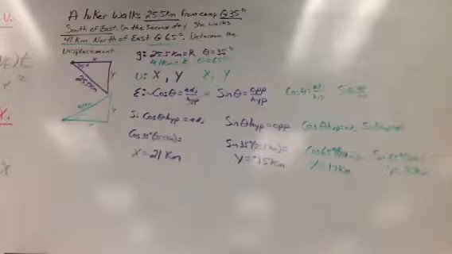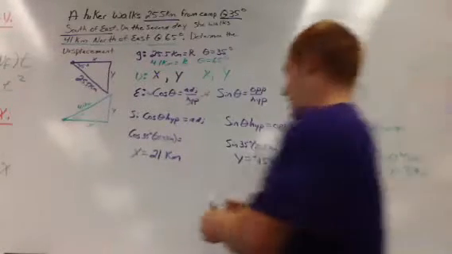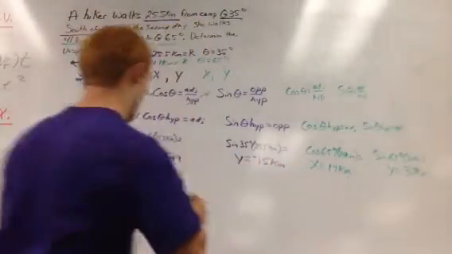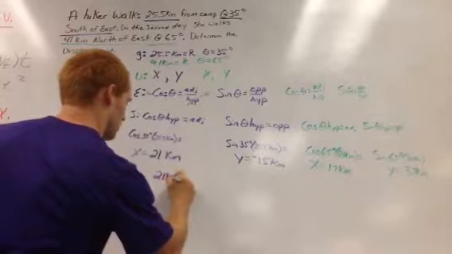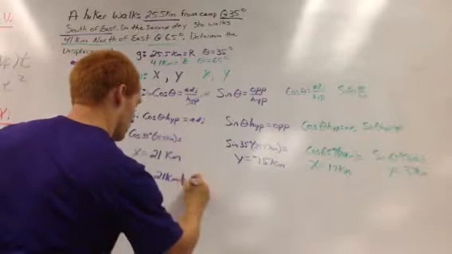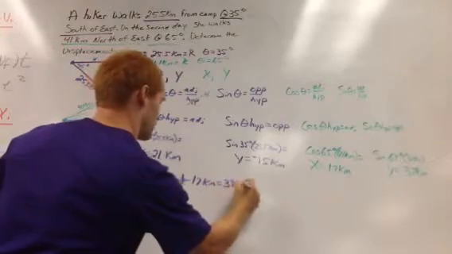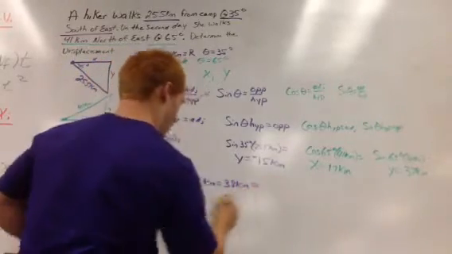Now step 3 is add all your x's, add all your y's. So we're going to take 21 kilometers plus 17, plus 38 kilometers. This is our x value.